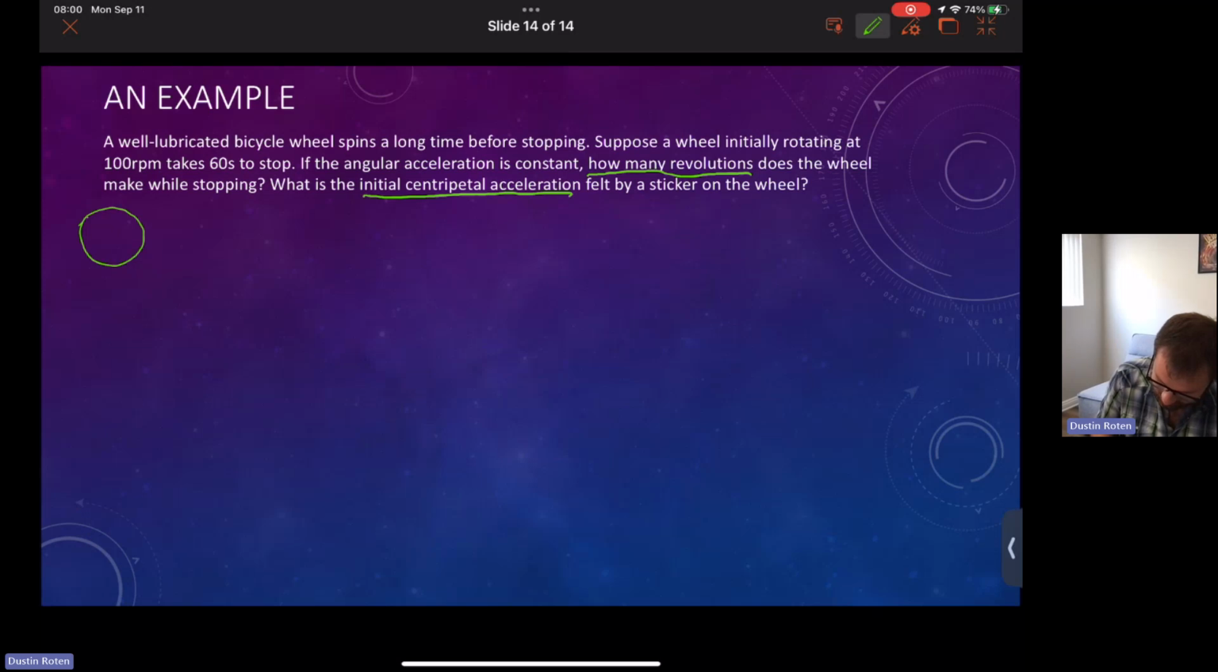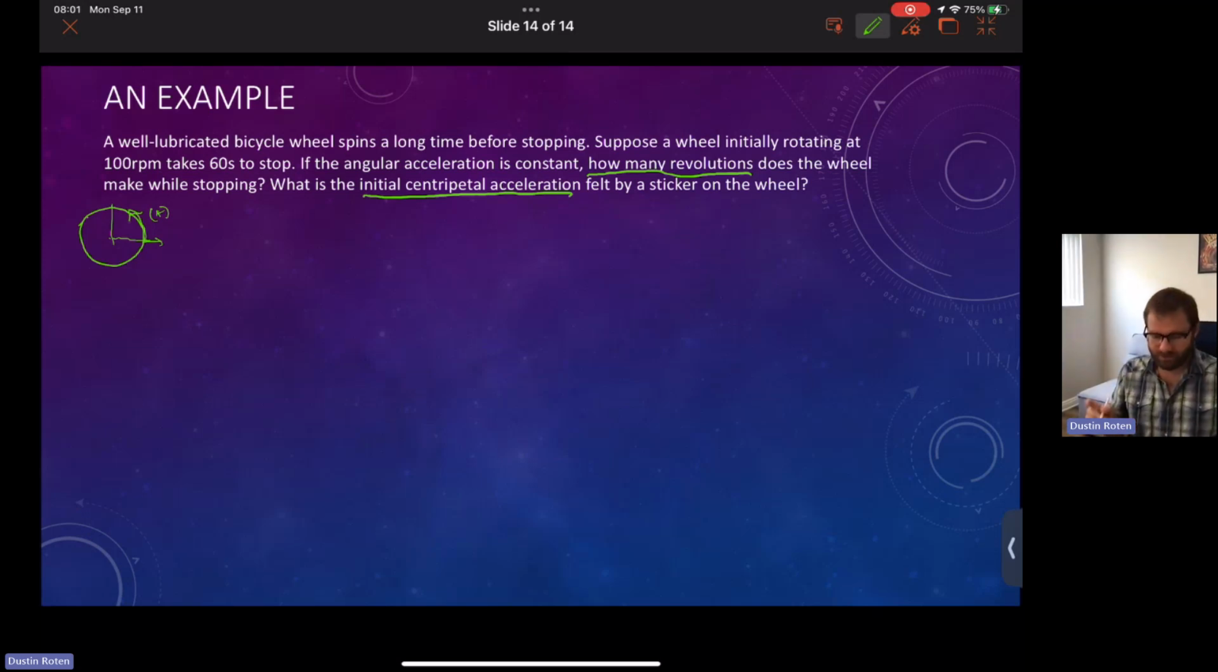So here's our bicycle tire. Here's sort of an x-axis to measure things from. All right, now we know that because our velocity of 100 RPMs is positive, we know that it's spinning counterclockwise. So we know we're going this way, going up in a positive direction. And we know it takes a minute to stop. All right, let's see. What else can we get out of this?